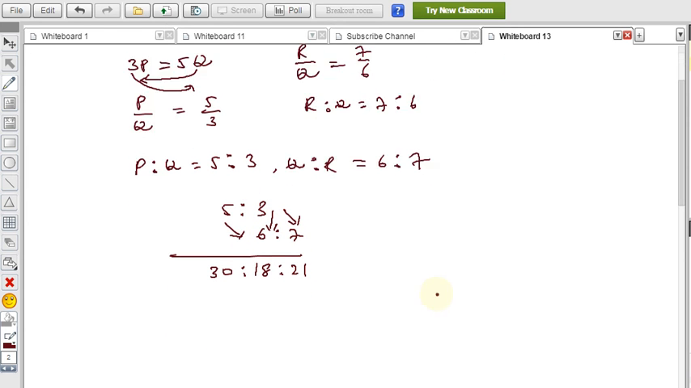Then you can cancel with the common factor. 30 and 18 are divisible by 3. 3 tens are 30, 3 sixes are 18, 3 sevens are 21. So 10 is to 6 is to 7 is the value for p is to q is to r.